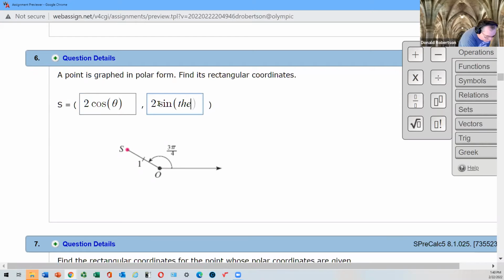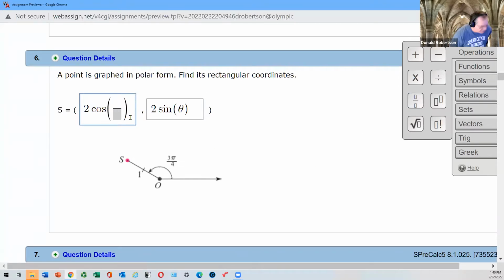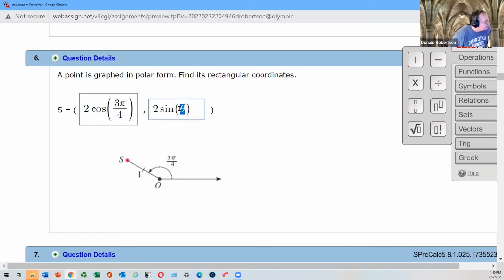So if you have a homework question that you have to put in theta, just type the word theta and it figures it out. Now in this case, theta is 3/4 pi. So I would go here, I'd put in my fraction button, and it would be 3/4 pi. And then this one over here would also be 3/4 pi.